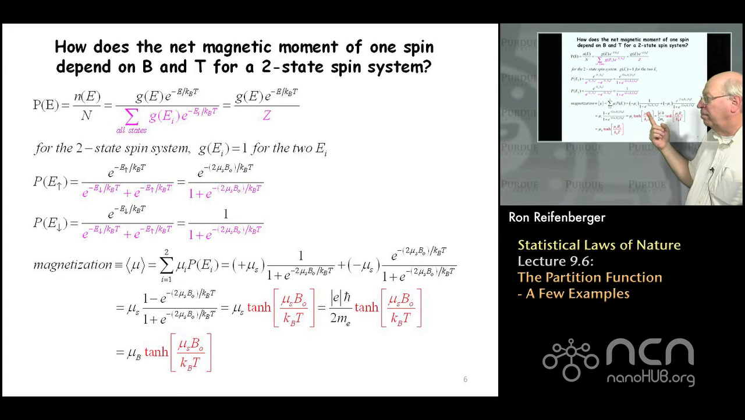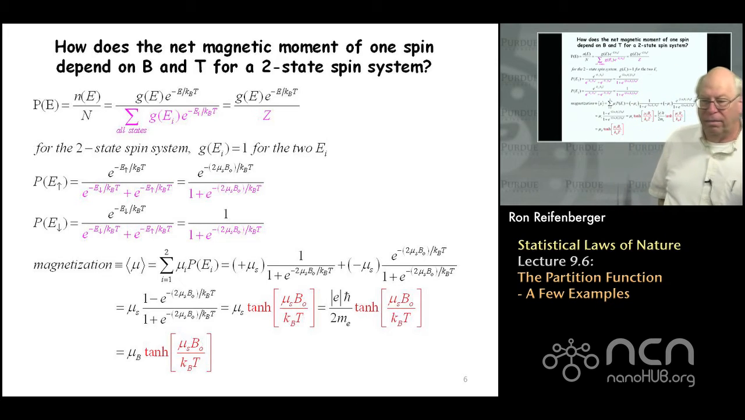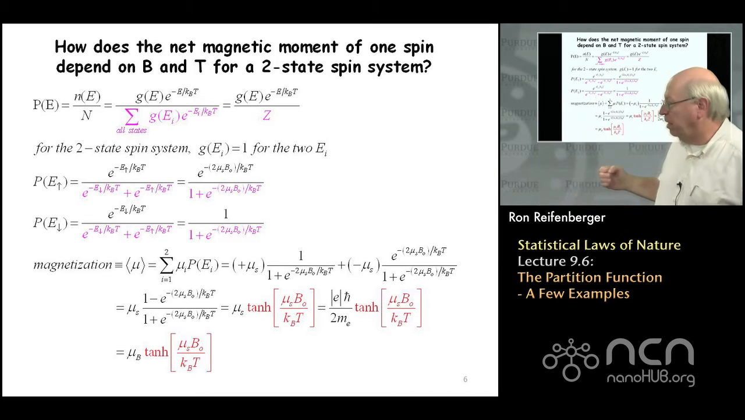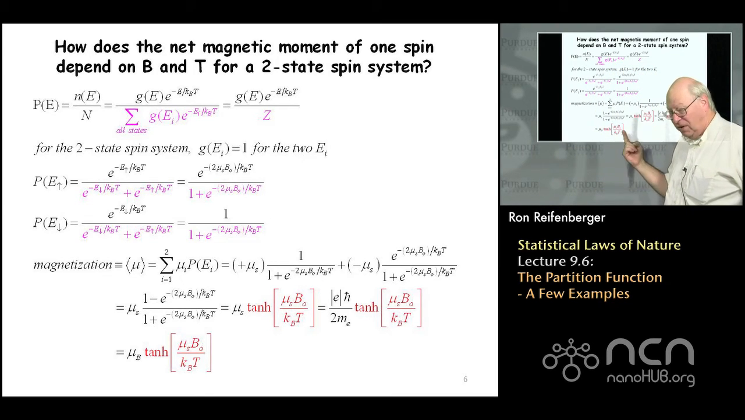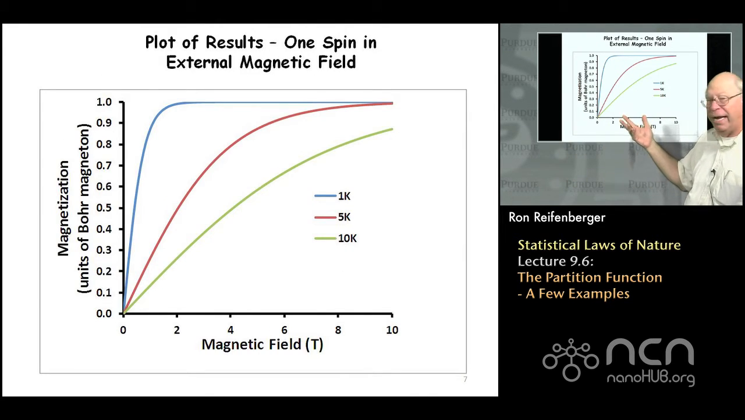So the argument of the hyperbolic tangent is this quantity mu B naught over k Boltzmann T. The quantity that multiplies the hyperbolic tangent is just the Bohr magneton. So then this is the expression for the magnetization of an electron in an applied magnetic field as a function of B naught, the applied field strength, and as a function of the temperature T. So in the next slide, I just plot this function to show you how it behaves. This would be the net magnetization of this electron in an applied magnetic field.